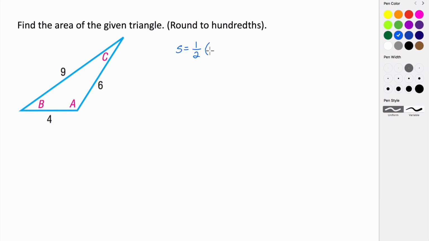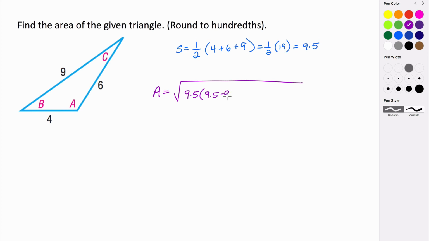It's half the perimeter. So 4 plus 6 plus 9. So that's half of 19. Half of 19 is 9.5. So let's use this to find the area. So the area is equal to the square root of S, so that's 9.5, times 9.5 minus our first side length, 9.5 minus 9, times 9.5 minus our second side length, 6, times 9.5 minus our third side length, 4.